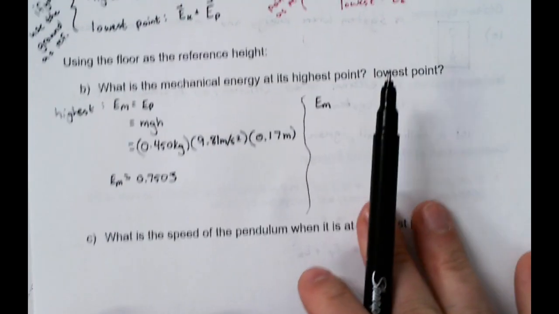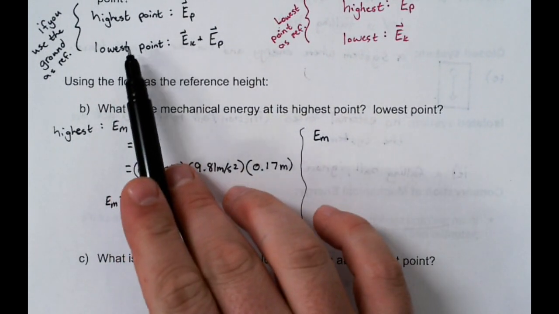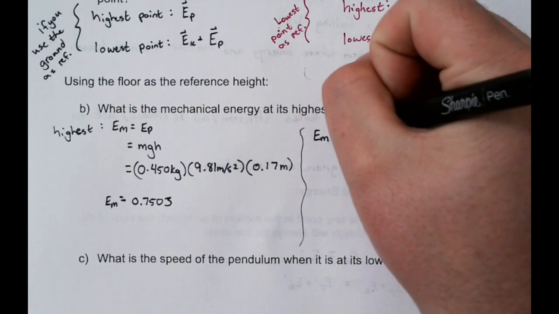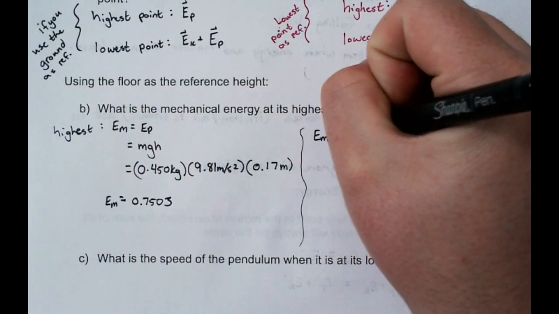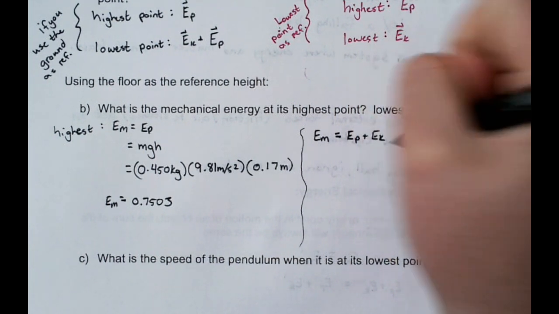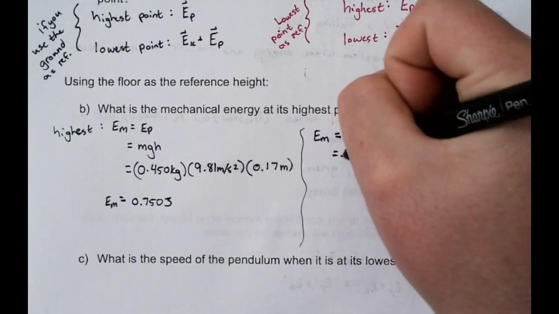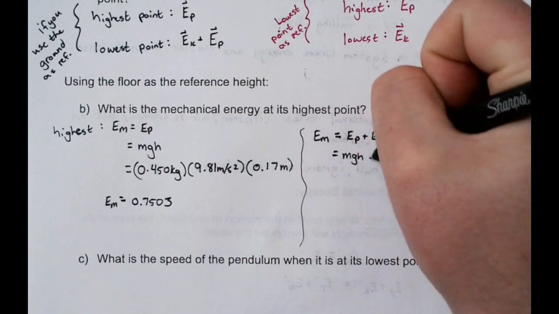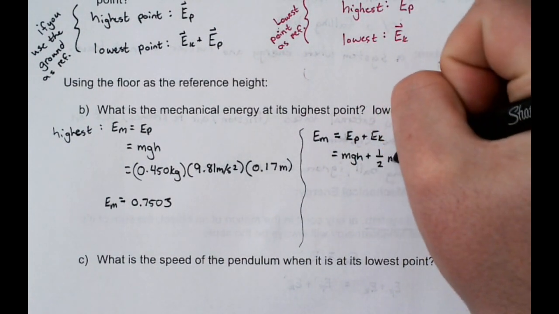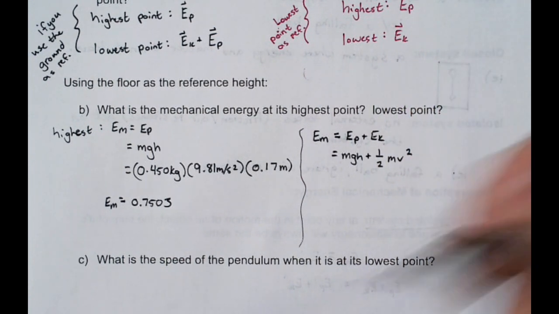So again, we're using the floor as the reference height. We determined at the lowest point we had kinetic energy and potential energy. So that's equal to EP plus EK. Our potential energy is mgh plus our kinetic energy, 1/2 mv squared.